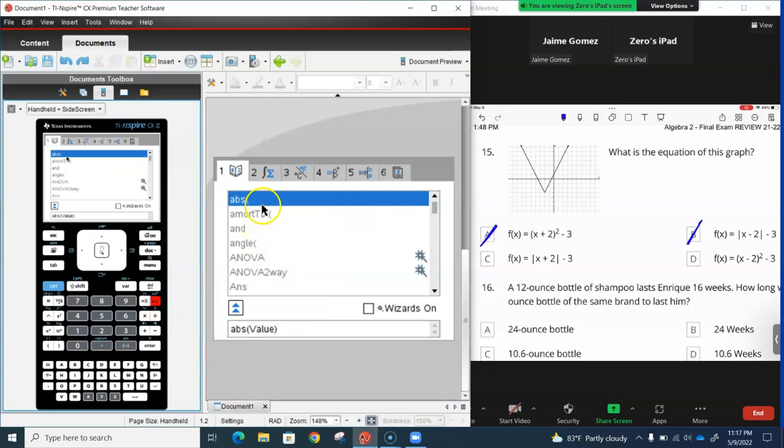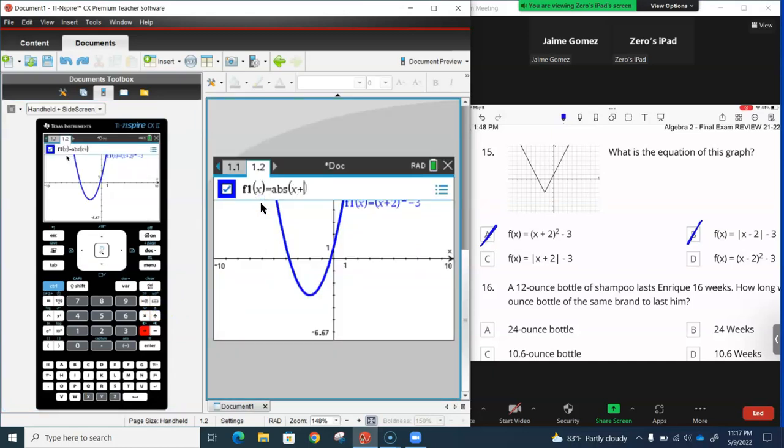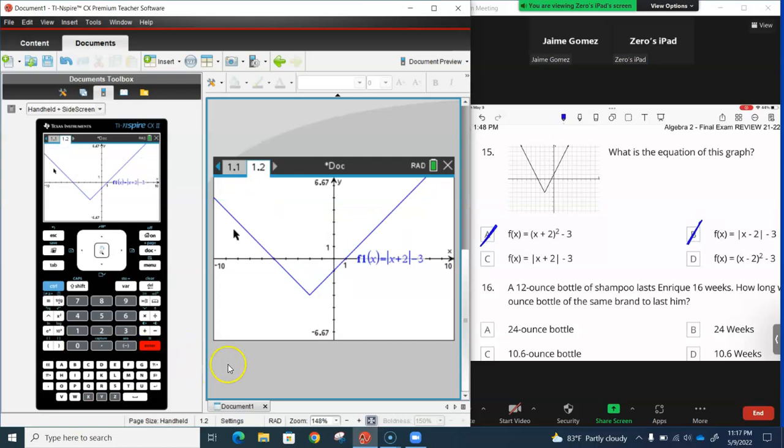Click the book, go to abs, and then I want x plus 2, and then it's minus 3. That looks like it could be it. Yep, that one's it, right there.